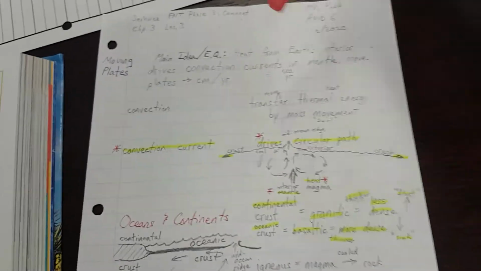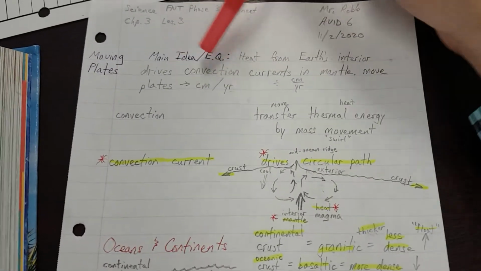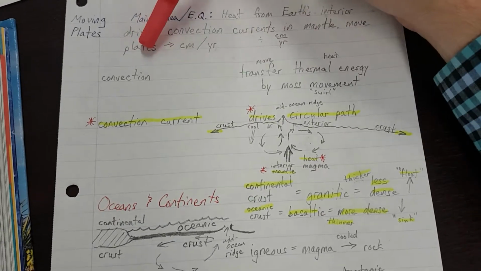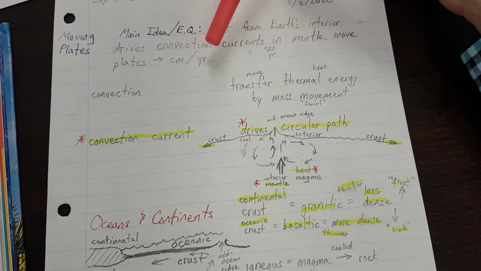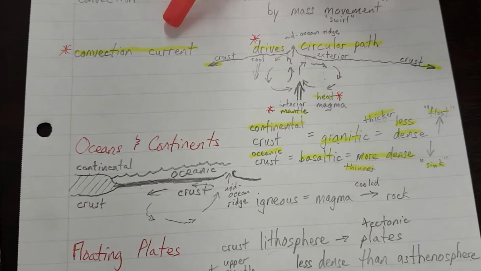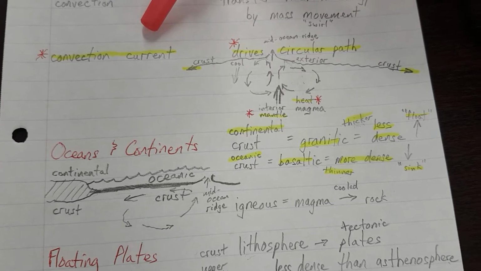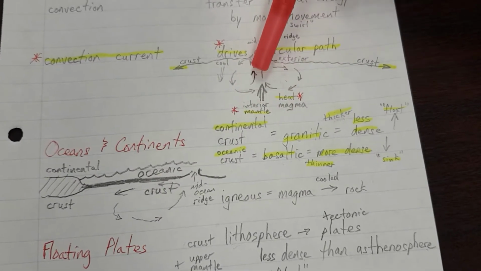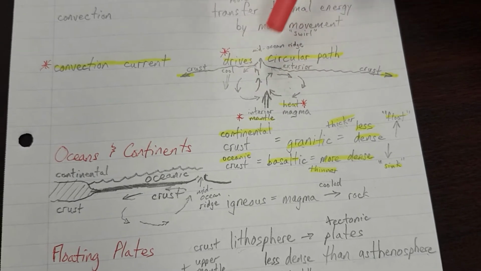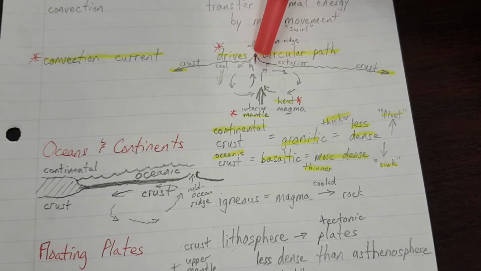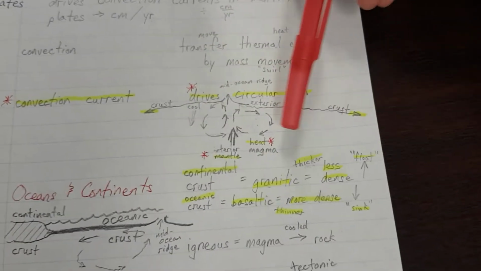All right, so when we write our paragraph, it's going to be something like, heat from the Earth's interior drives convection currents in the mantle. This moves the tectonic plates at centimeters per year, very slowly. Convection currents, actually let's back that up. Heat in the mantle pushes up at mid-ocean ridges. Well, yeah, okay, let's not say it that way.